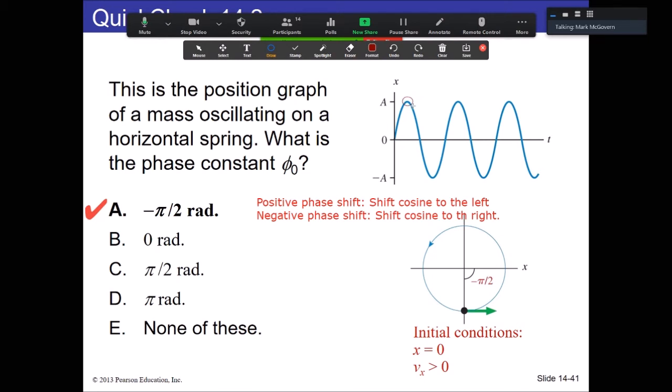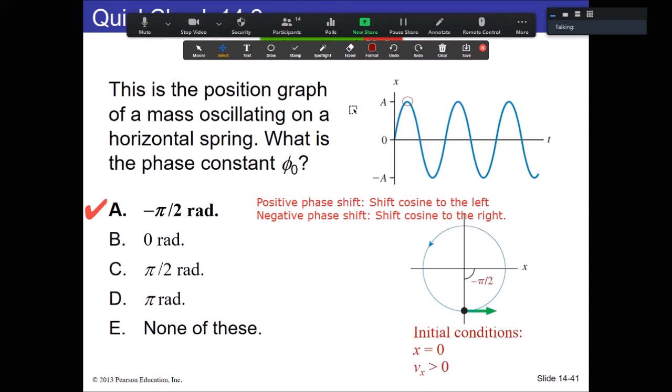So in terms of, say, the block on the spring, this is equivalent to having the block right at the equilibrium position already moving to the right. That's a quarter cycle behind how we normally start things. And because our cosine graph has been shifted to the right, that corresponds to a negative phase shift. And you can tell from the graph that's exactly a quarter period.